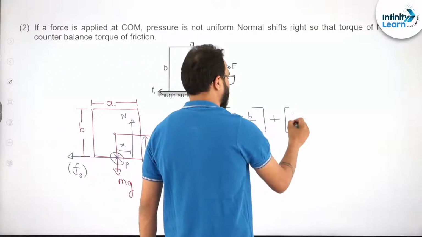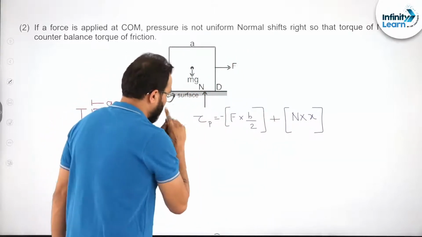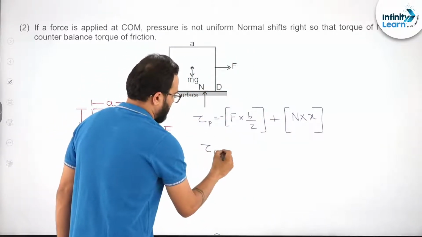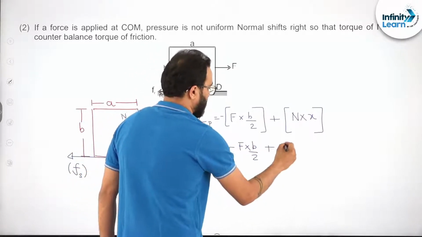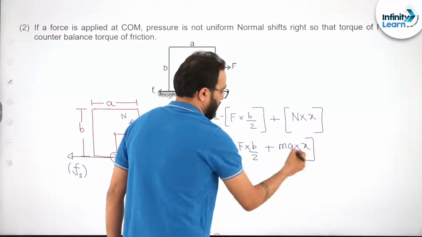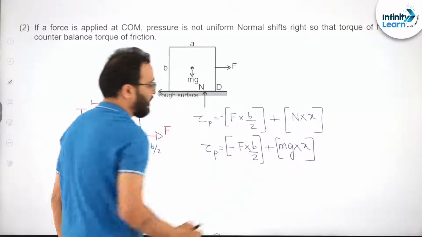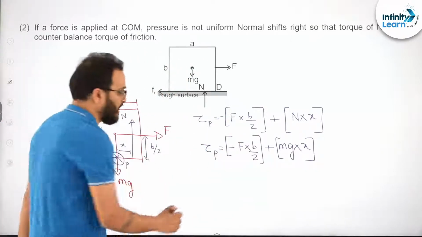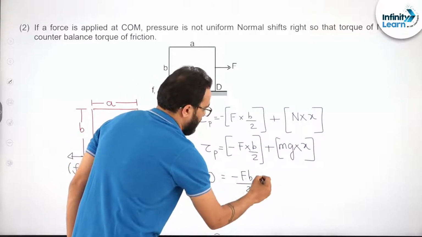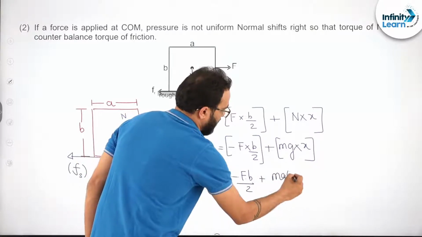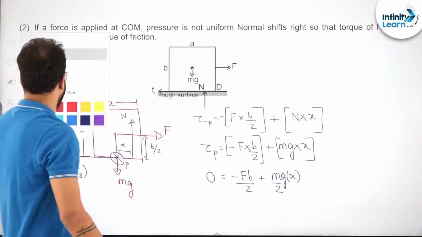So plus normal into x. What is normal? Normal equals mg. Now torque about point P will be minus F into B by 2 plus mg into x. Now what we want, we don't want the body to topple, right? That is why the normal has shifted its position. That means torque about point P must be 0, equals minus Fb by 2 plus mgx. Sorry, mgx, not by 2, mgx.